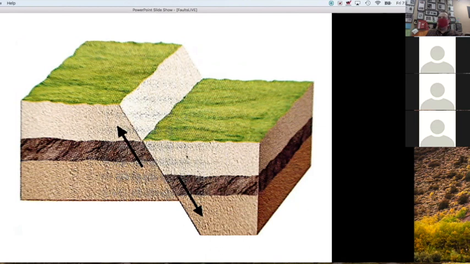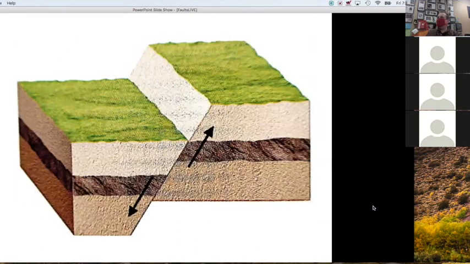You need to figure out, is this a normal, reverse, or sliding? Well, the first thing we have to do is figure out which is the foot wall and which is the hanging wall. And remember, take your fingers and decide, can I walk up that line? If you walk up this line, that is the foot wall. And so the other side has to be the hanging wall. Did the hanging wall move up or down? It went down. Look, there's an arrow on it pointing down. So that's a normal fault. Because down is gravity, that's normal.